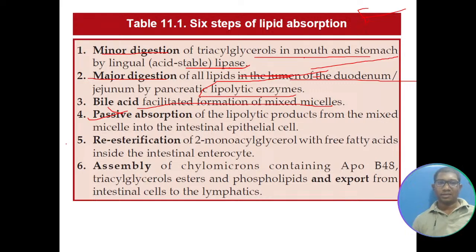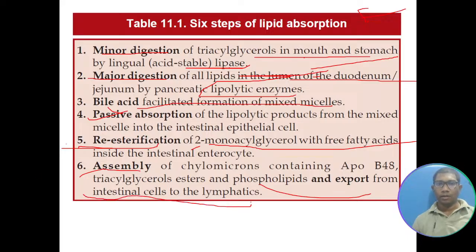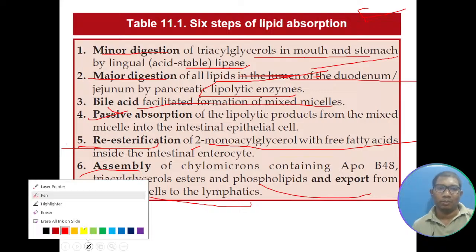After absorption in the intestinal wall, there is re-esterification of monoacylglycerol and fatty acids inside the intestinal cell. Then assembly of chylomicrons containing apoproteins, triglyceride, ester and phospholipid, and they are exported from the intestinal cell. This is how there is absorption of lipids. Absorption कैसे होता है? They are not going to ask you questions on this, but you should know.